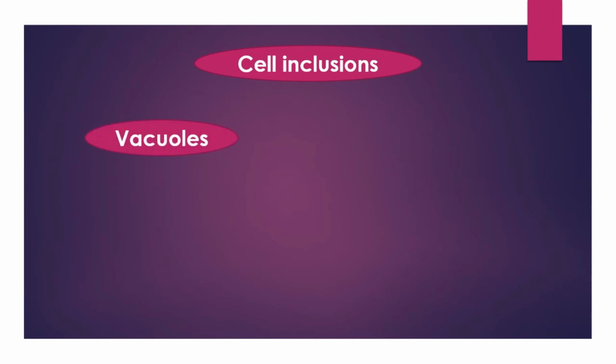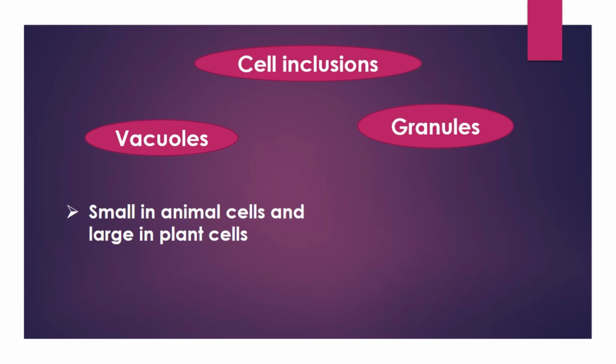In addition to the organelles, there are certain non-living components in the cytoplasm. They can be referred to as cell inclusions or cytoplasmic inclusions. They include vacuoles and granules. Vacuoles are structures which store water. Vacuoles are small in animal cells and large in plant cells.